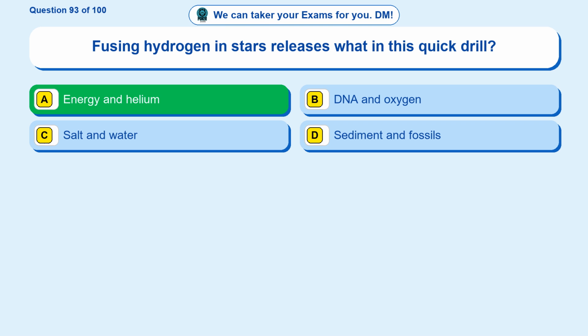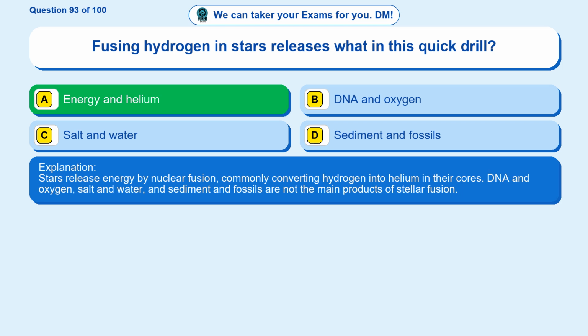Energy and helium. Stars release energy by nuclear fusion, commonly converting hydrogen into helium in their cores. DNA and oxygen, salt and water, and sediment and fossils are not the main products of stellar fusion.